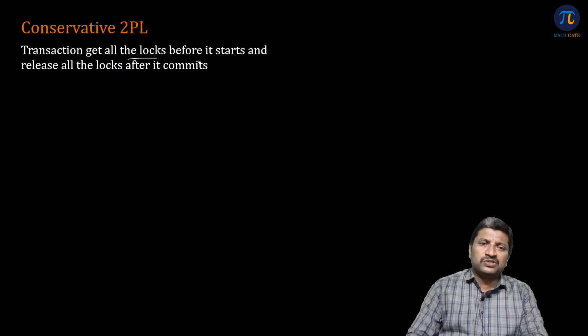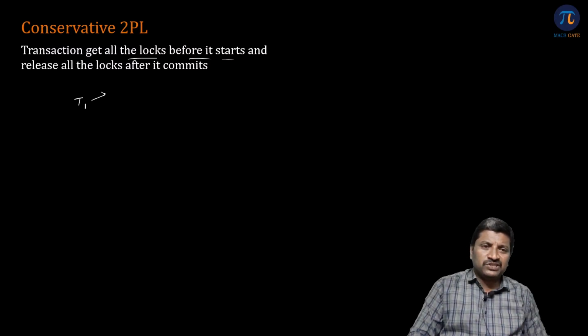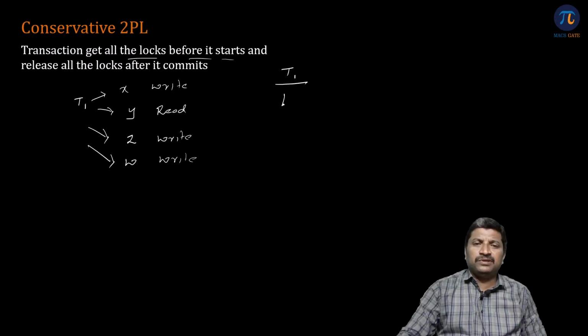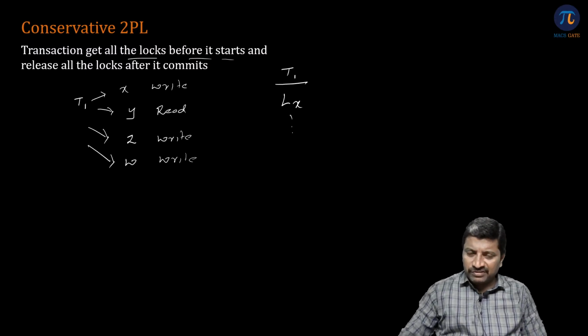Now conservative. He is a very middle class person. So he doesn't start, or he is very afraid of having deadlocks. So what happens is that transactions get all the locks before they start. For example, with the same example, let us consider T1 is having work on: write, read, write, write. Suppose T1 started, he got the lock for X, then he doesn't start work.